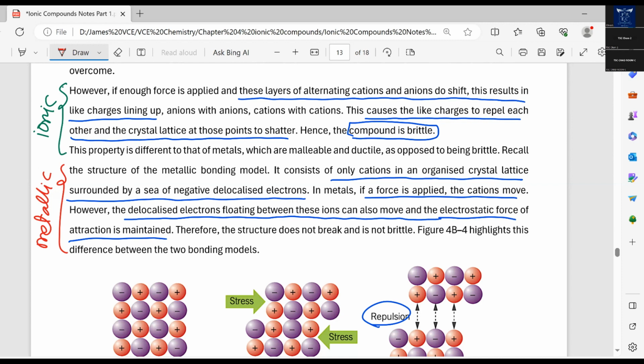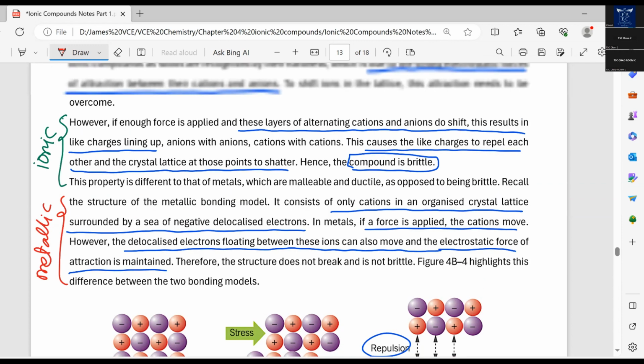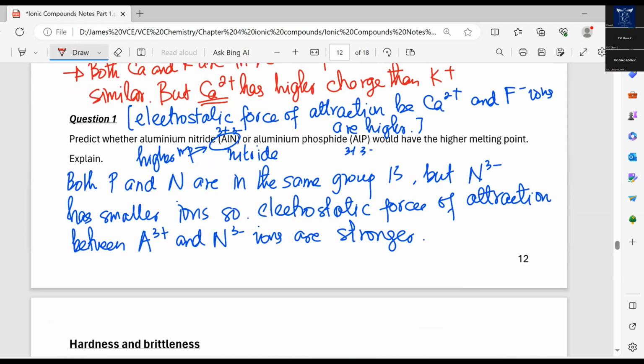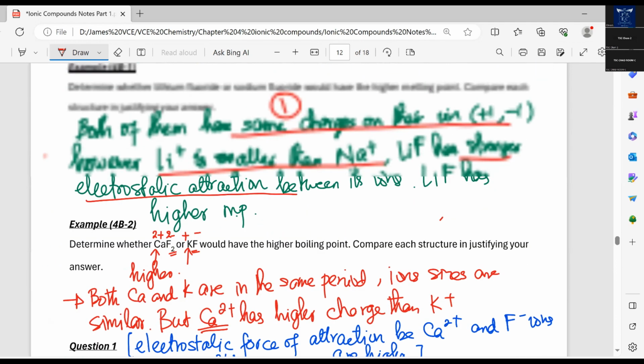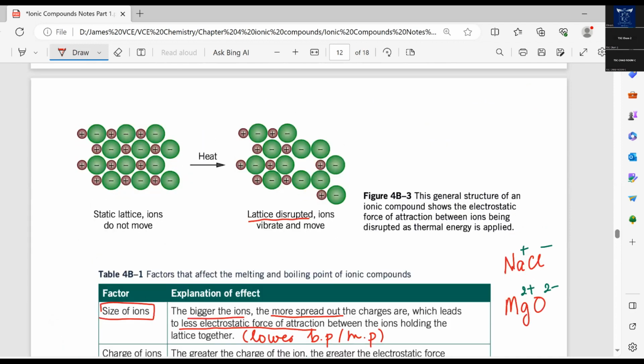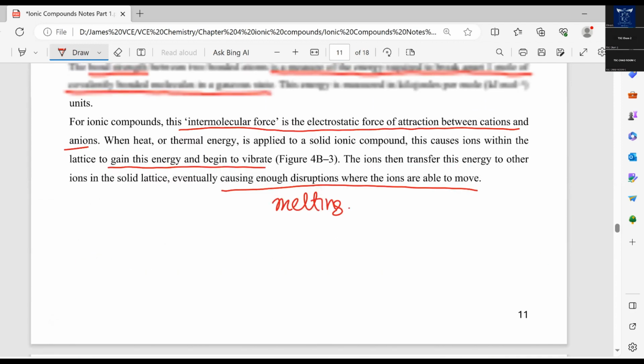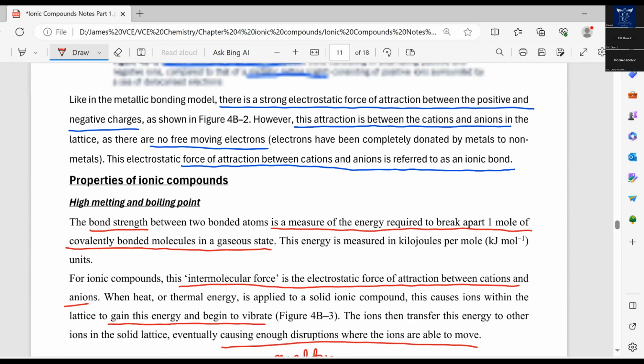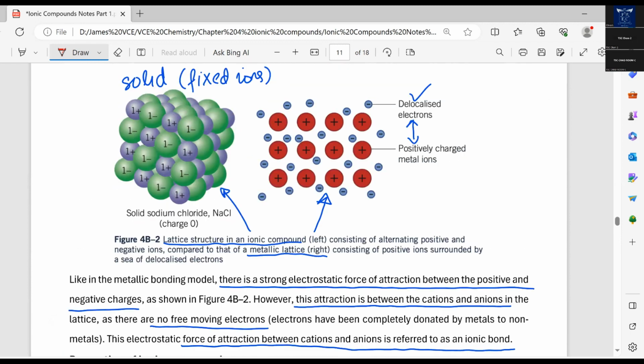No, but it is an electrostatic force of attraction. Remember, previously we had this metallic structure here. This is metallic. So when you try to deform it, these electrons also move together, so the ions do not actually repel each other. There are electrons in between them. That's why they do not break away from each other.